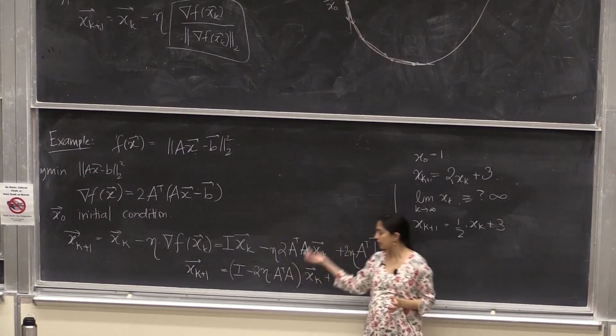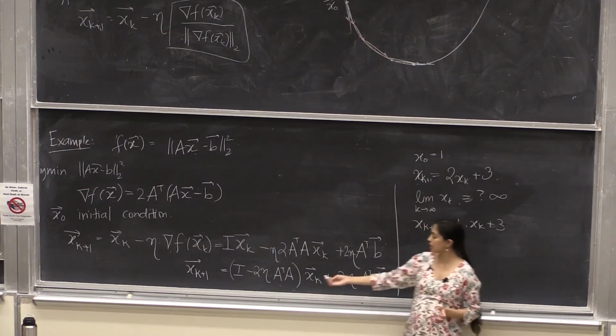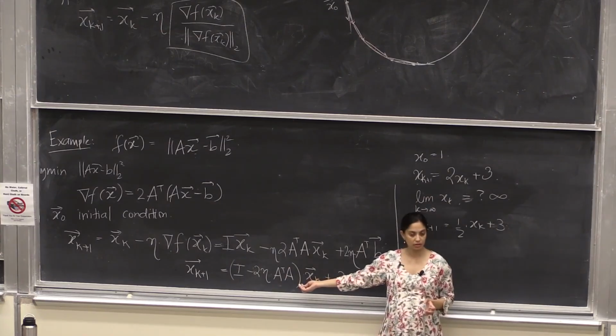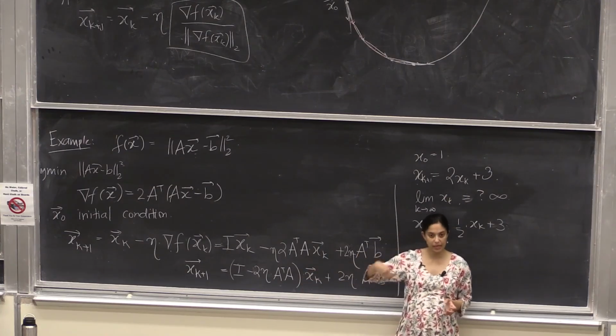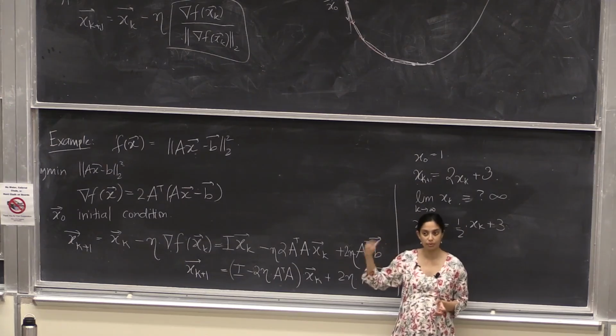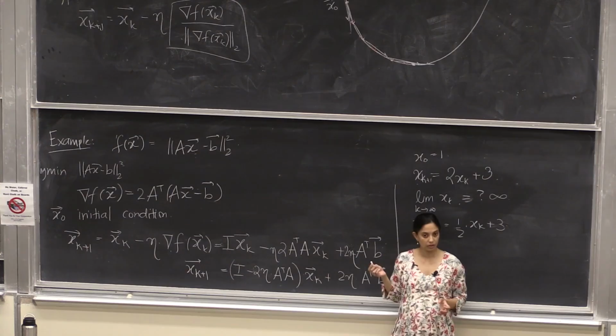And here, instead of a number, this is now a matrix, right? So what happens when I keep taking powers of this matrix, when I keep iterating this equation over and over again? What do I see?